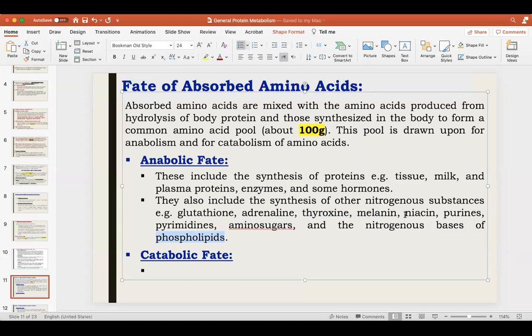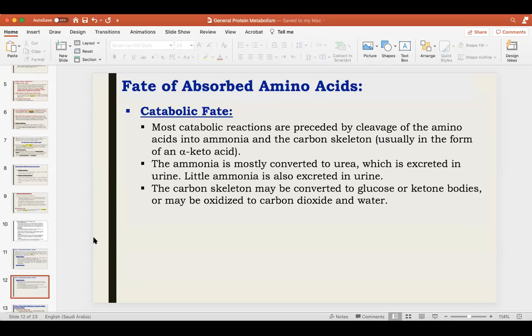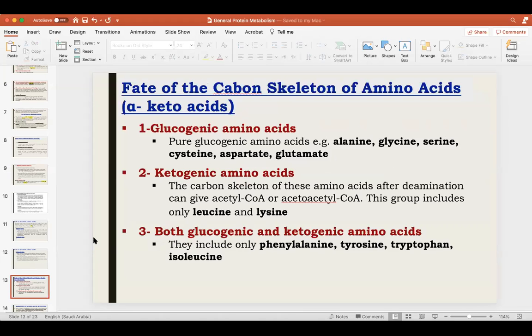Niacin is a vitamin. Purines, such as adenine, guanine, and pyrimidines, such as cytosine, thymine, uracil, amino sugar, nitrogenous bases of phospholipid. Catabolic. What is the catabolic fate of amino acids? We are going to study catabolism of amino acids by diagram. This is much easier.